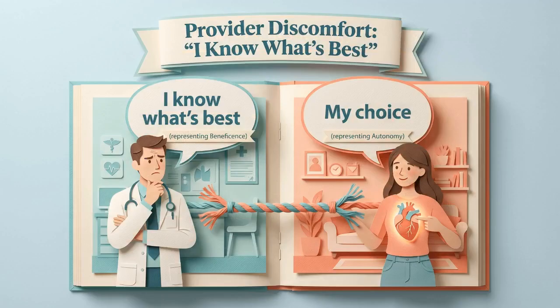It's completely natural for providers to feel a sense of discomfort or even frustration when a patient refuses a treatment they genuinely believe is necessary. This is where the ethical tension between autonomy, the patient's right to decide, and beneficence, the provider's duty to do good, becomes acutely real. A provider might think, if only they understood what I know, they would agree. However, ethical practice demands that we cannot impose our idea of good on a competent patient.